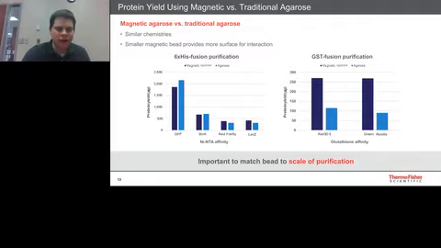We purified a variety of His-tagged and GST fusion proteins with the same volume of magnetic agarose beads and agarose resin. For the His-tag purification, Thermo Scientific Pierce Ni-NTA magnetic agarose beads perform comparably to an agarose resin in regards to yield, whereas with the glutathione magnetic agarose beads, you actually outperform glutathione agarose resin at this scale, possibly due to increased surface area and better capture at low protein concentrations.